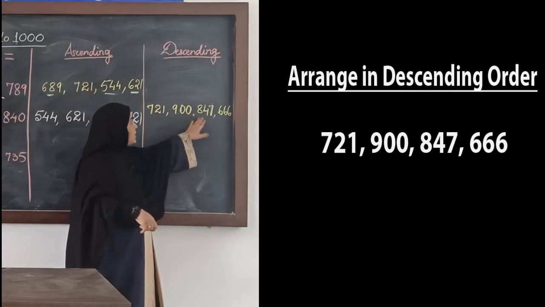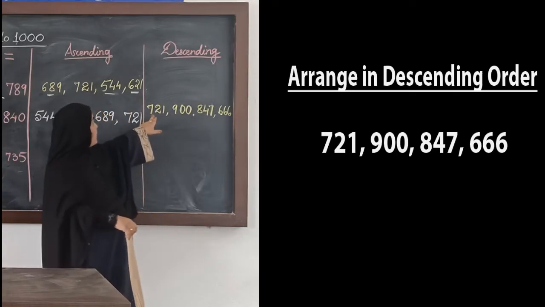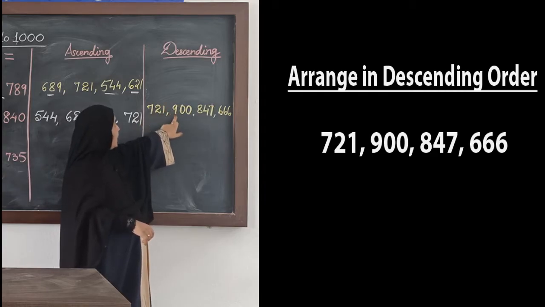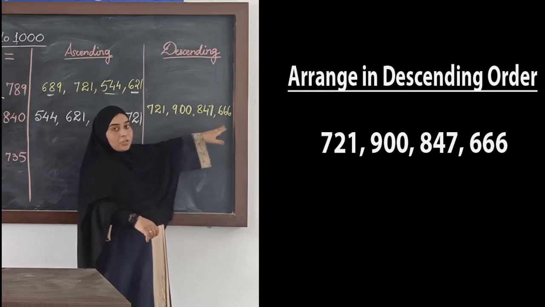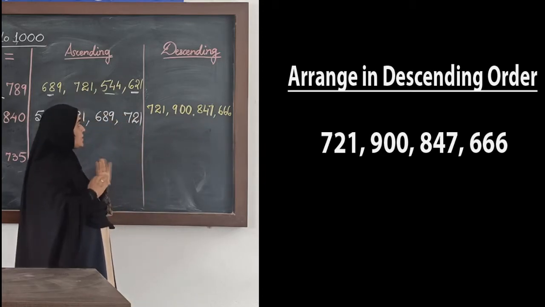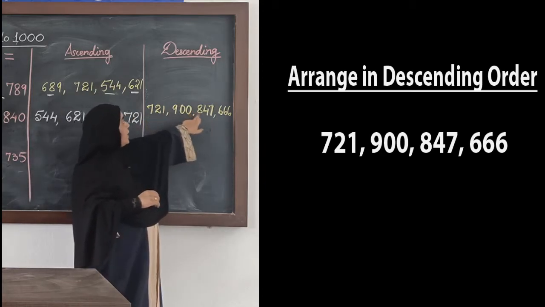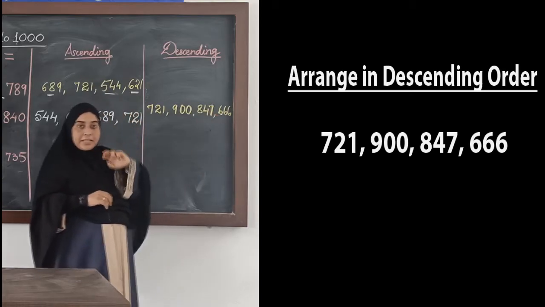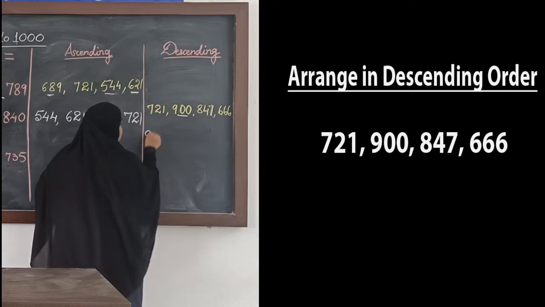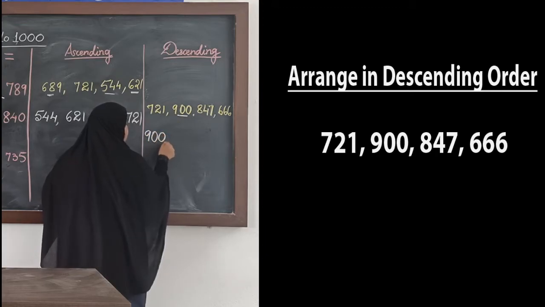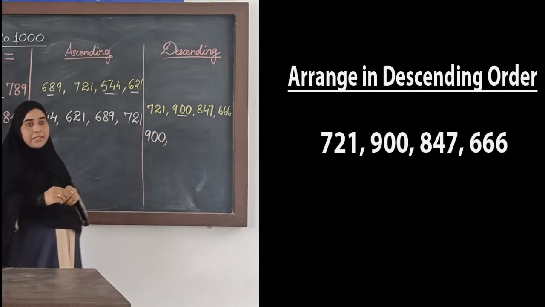Let's try to find out which is the greatest number over here. We have 700, then we have 900, 800 and 600. So, which one will be the greatest? 7, 9, 8 or 6? It is 9, right? So, this number. First number that we will write, the greatest number is 900.